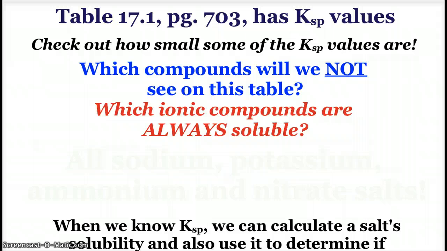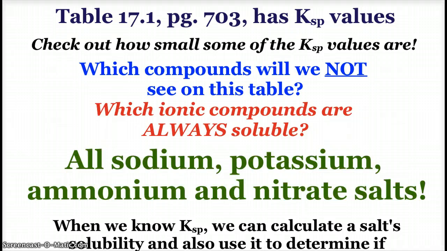And so you see on this table, if you take a look at it in your book, there are some ridiculously small values, some very, very, very nearly insoluble salts. So barely any ionization. But if you look, there are some compounds that are definitely not on this table. And of course, which of these compounds are always soluble? The ones that I've asked you to memorize as far as solubility goes. Any sodium, potassium, ammonium, or nitrate salts are not on that table because they're completely soluble.